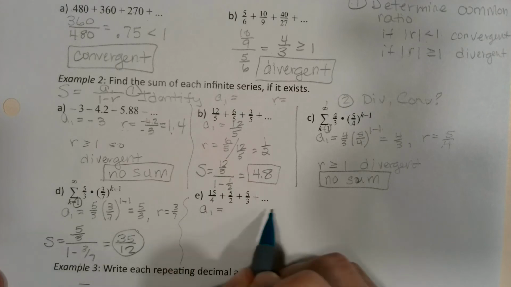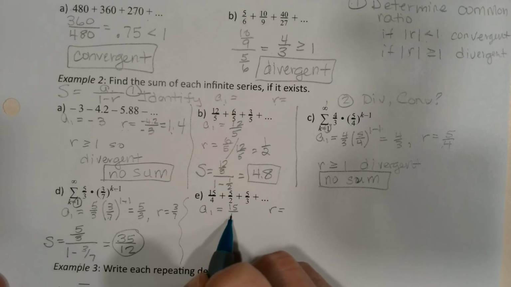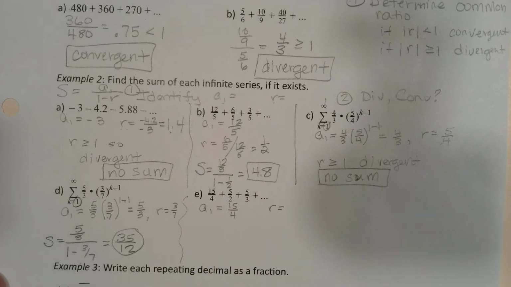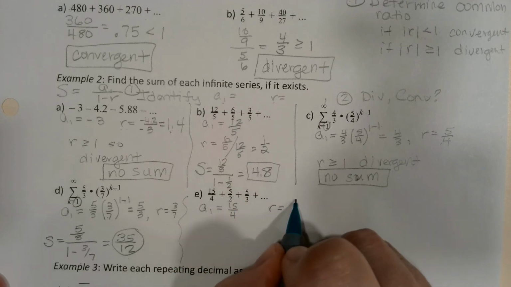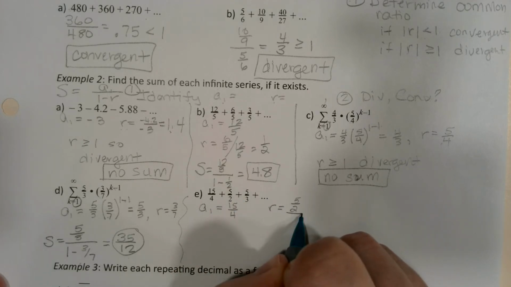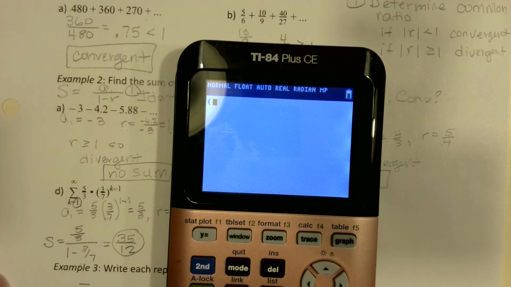All right, last one here. Identify a sub 1 and your rate. A sub 1's nice and easy because they're giving us the sequence. That's going to be 15/4. Your rate, always take the second over the first. So 5/2 over 15/4. All right, 5/2 divided by 15/4. Put your fractions in parentheses to keep everything nice and clean. And that, if you don't recognize it, is 2/3.